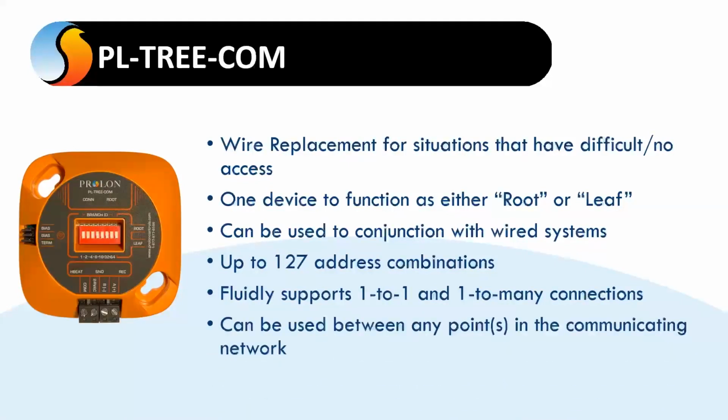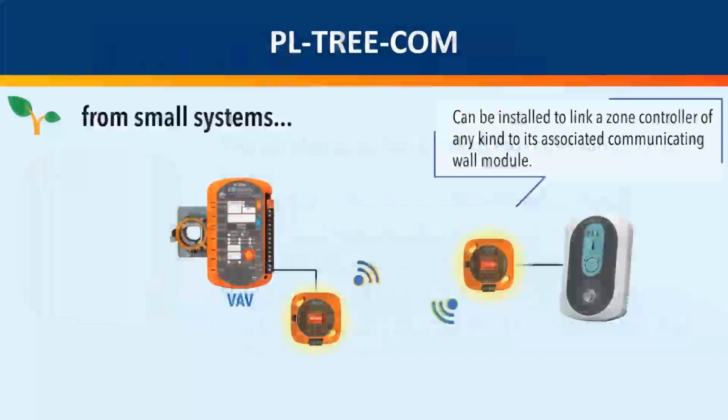And the other thing to note is this can be used between any points. Let me show you what I'm talking about. I can have, say, a wall module that I can't get wire to. Because the wall modules are communicating, it's still RS-485 Modbus RTU communication. I can put this in on that segment.